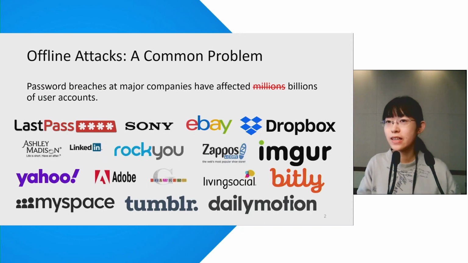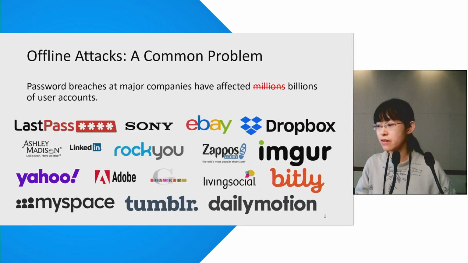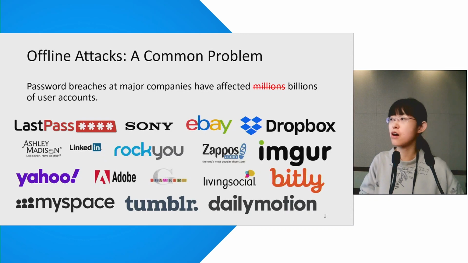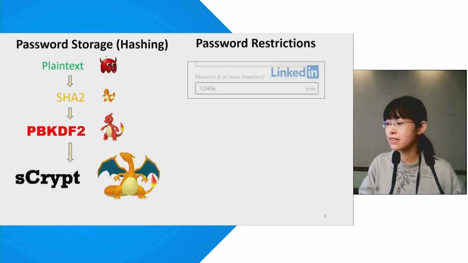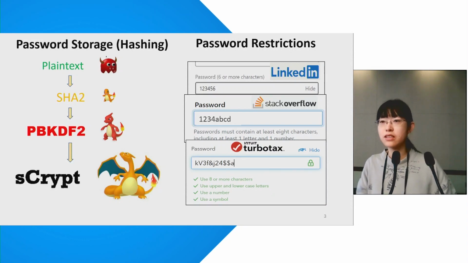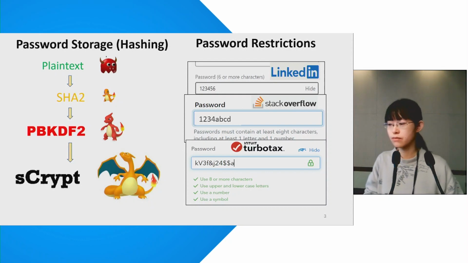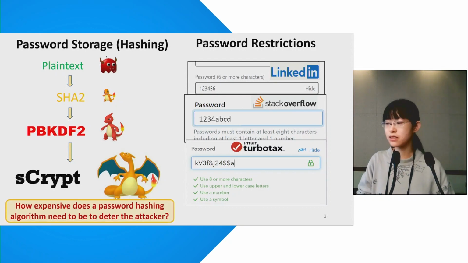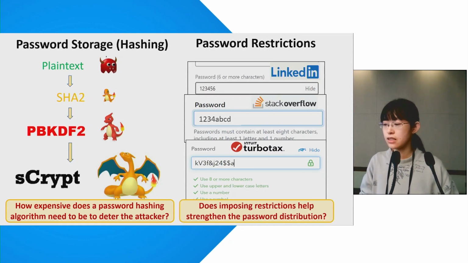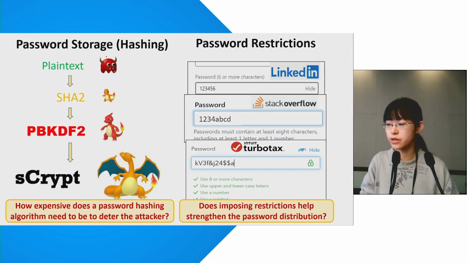Over the past decade, data breaches have exposed billions of user passwords to the dangerous threat of offline brute force attacks. Here we list an incomplete list of password breaches at major companies. To mitigate these attacks, many defense techniques have been applied, such as stronger password hashing algorithms and more complex restrictions that force users to pick stronger passwords. How expensive does a password hashing algorithm need to be to deter this offline attacker? Does imposing restrictions help strengthen the password distribution?